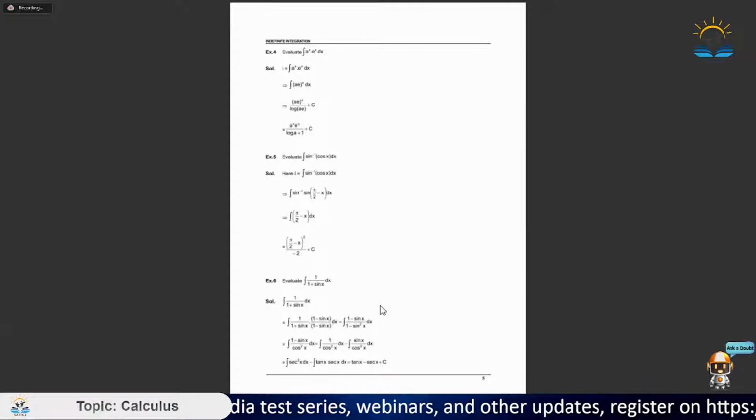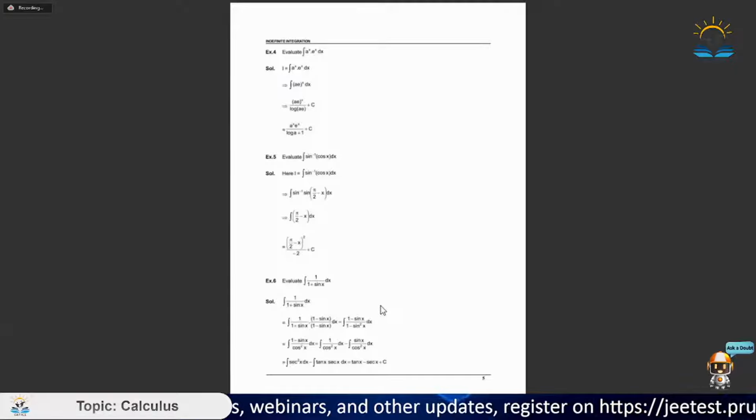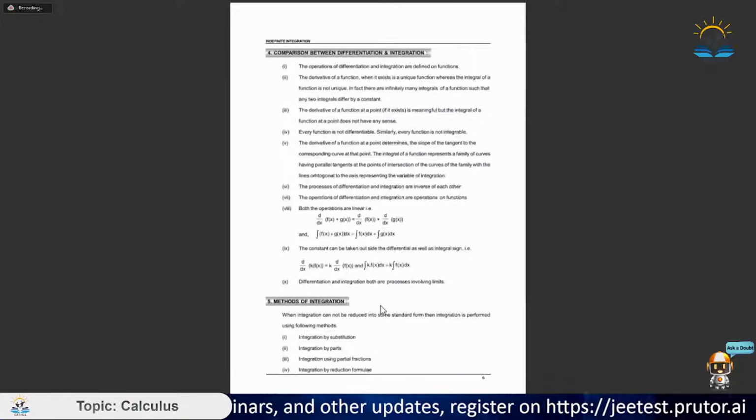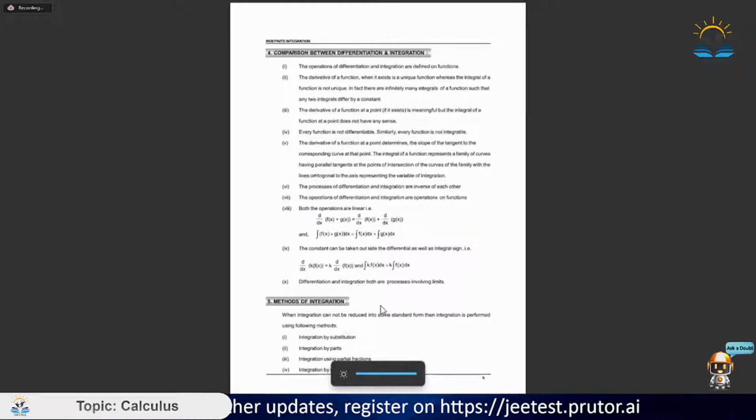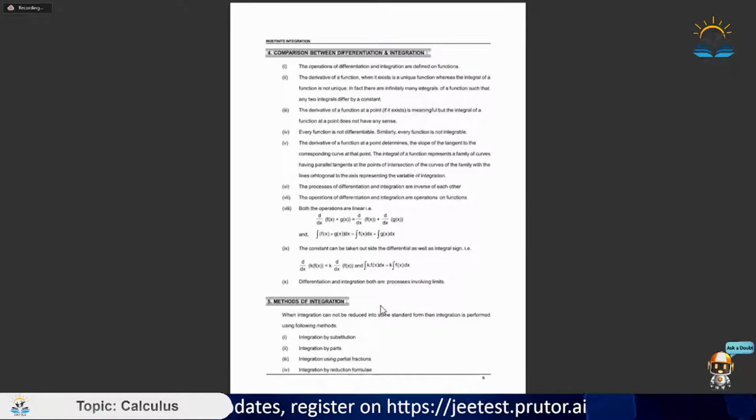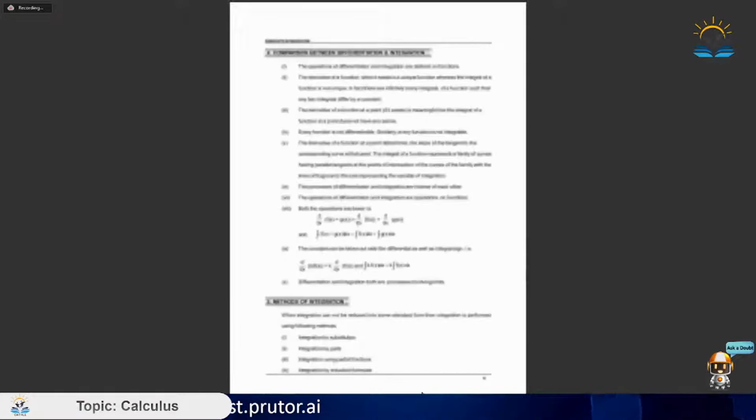Let us move to some more basic complex integrations. Now in the first 5 minutes we have seen the revision of our 11th class, how integration questions come and how we would be solving them. Now let us see some methods of integration and comparison between differentiation and integration.